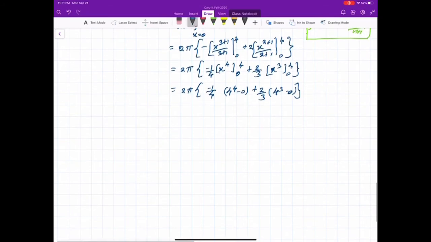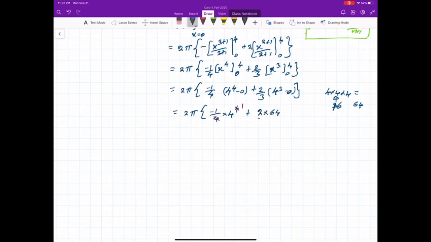Then you have to simplify this. This equals 2 pi, here minus 1 over 4 multiplied by 4 to the power 4, and then you can cancel the 1 over 4 with this 4. And here it is plus 2 over 3 times 4 to the power 3, which is 4 times 4 times 4. 4 times 4 is 16, 16 times 4 is 64. Here 2 multiplied by 64 divided by 3.